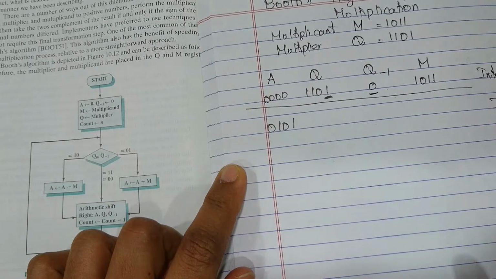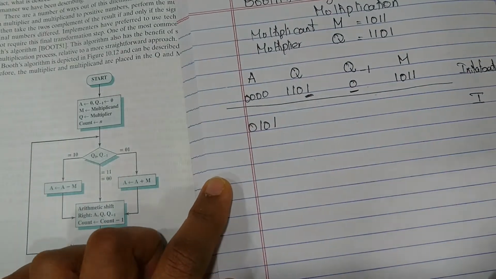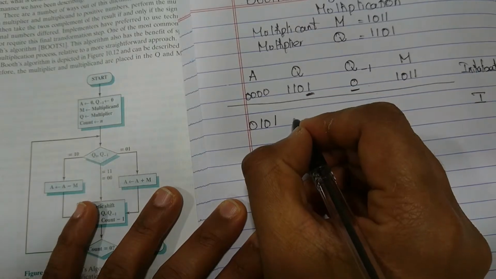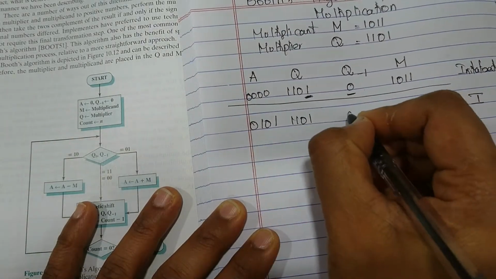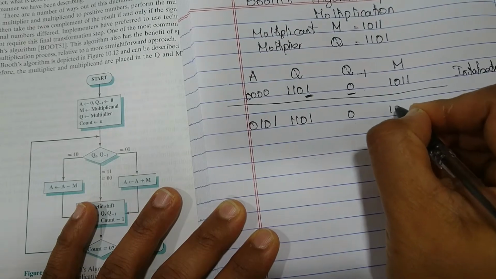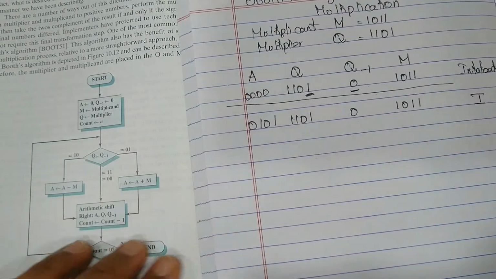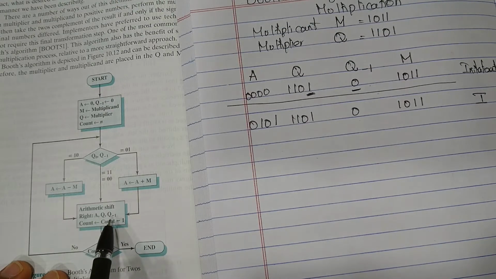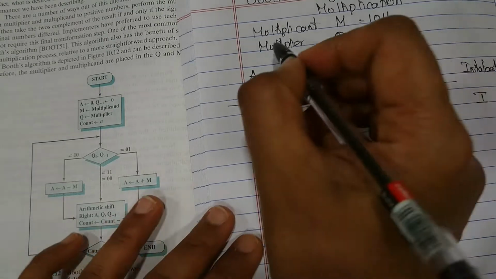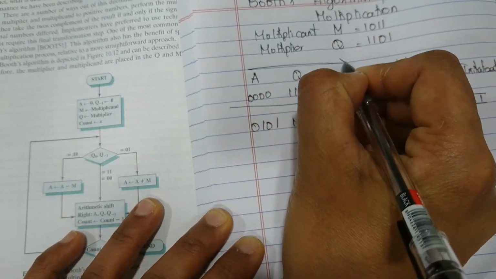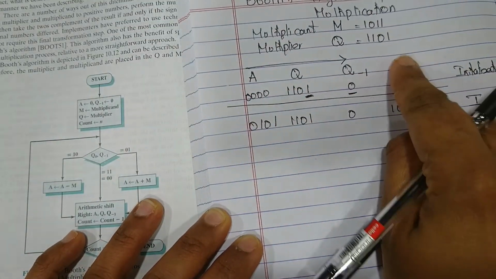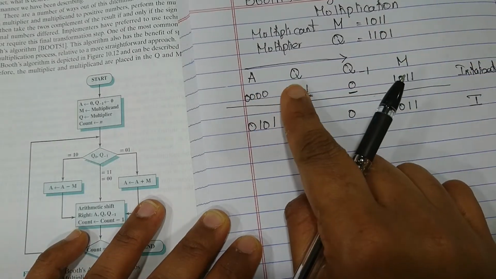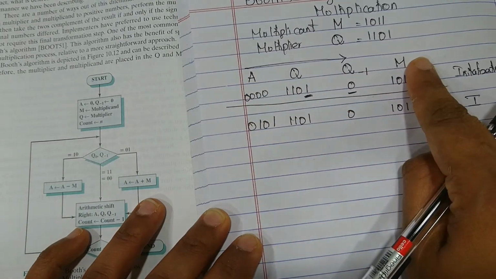Q is as it is, and then Q minus 1 as it is, and then M. So let me write all those things. Q and then M. Now arithmetic shift. I am going to shift A, Q and Q minus 1 to the right side. So these three only. M, don't touch the M. M is as it is.